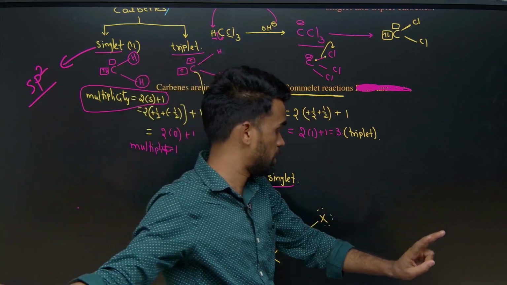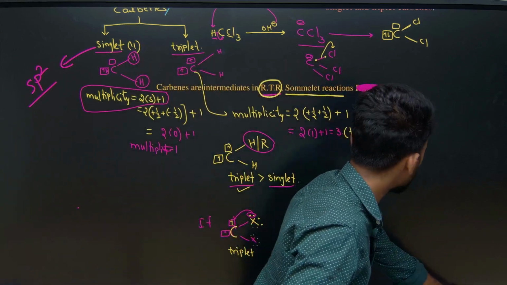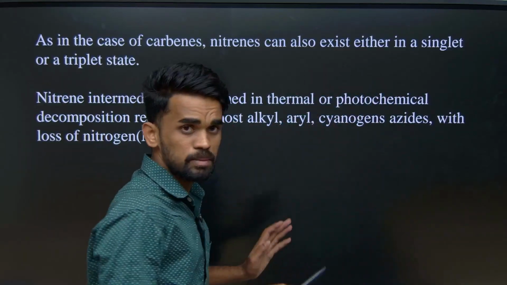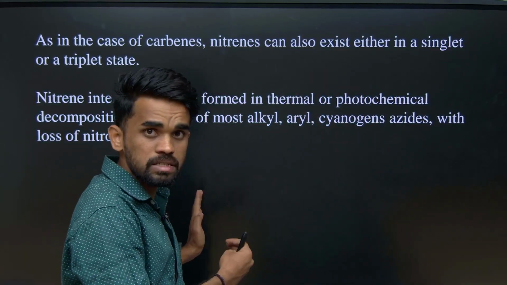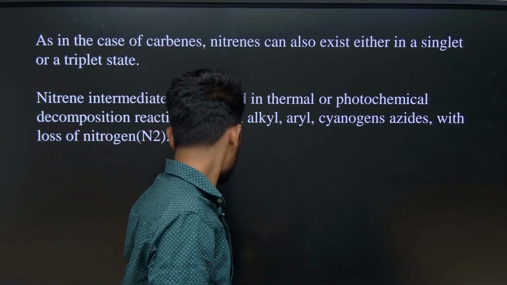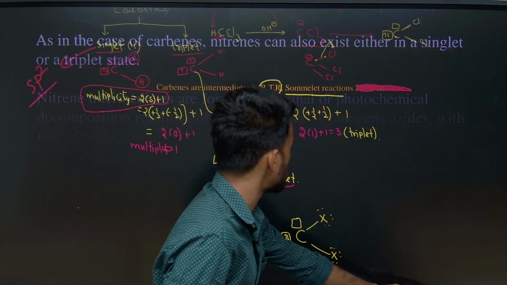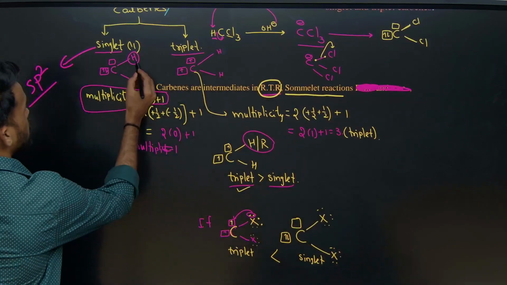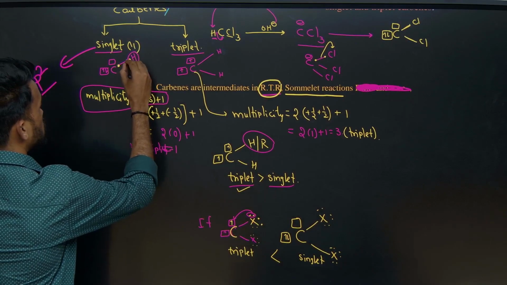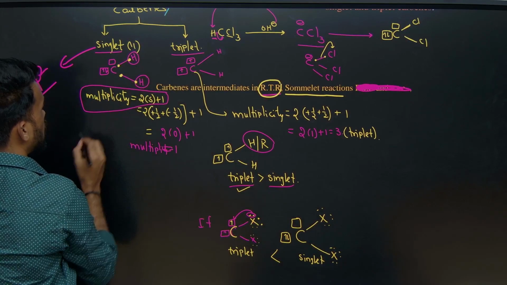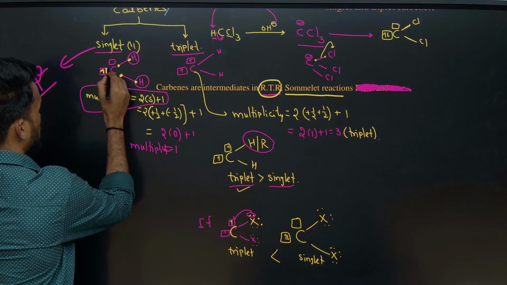in the last video. Okay, so similar to carbenes, we also have nitrenes. Here, how many electrons are there? Just look here. Here 2 bond pair electrons, here also 2 bond pair electrons, and 1 non-bonding electron.